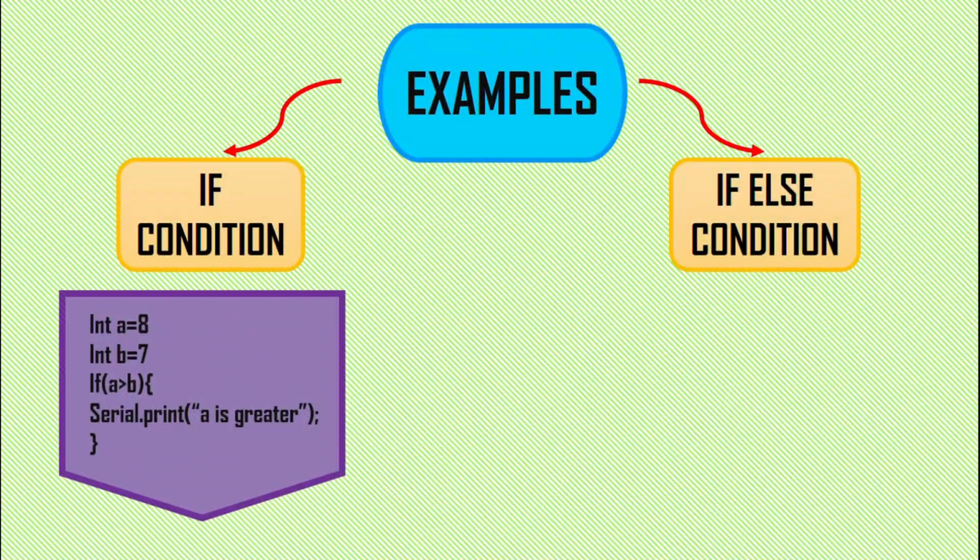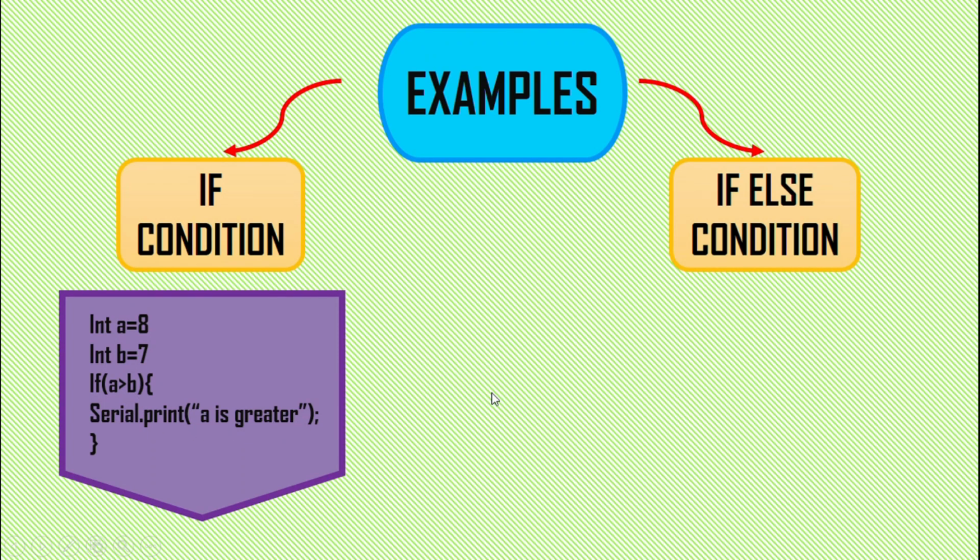Now, in the if condition, I have made this example. First, we will create a variable a and then b. A is assigned the value 8 and B is being assigned the value 7. Now my condition is that if A is greater than B, then in the serial monitor A is greater will be printed. Now as you can see, this condition is true as A is equals to 8 and B is equals to 7. Hence in the serial monitor A is greater will be printed.